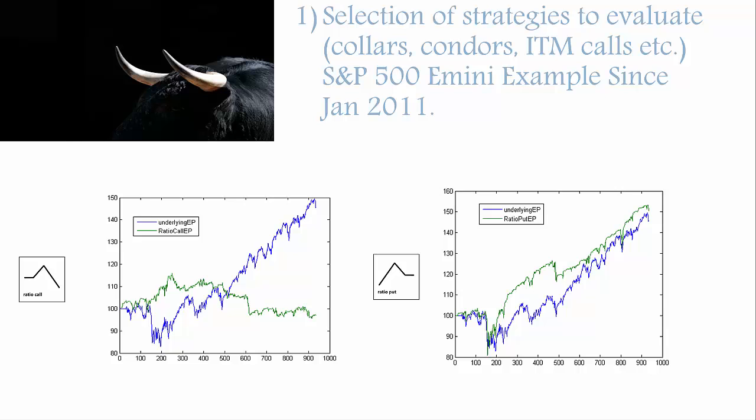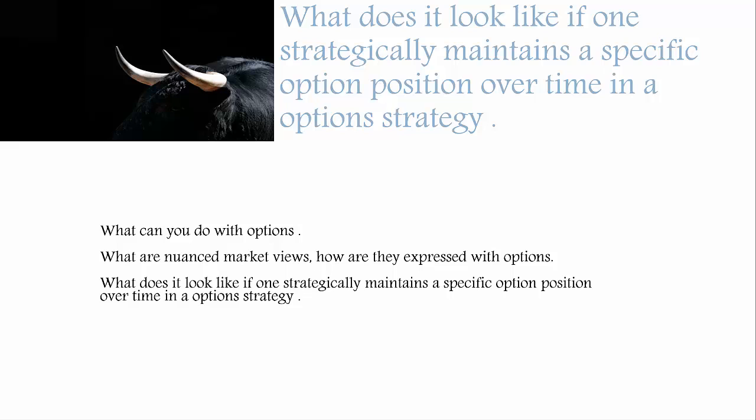So what we were looking to do in this presentation is find out what we can do, broadly speaking, with options. Buy premium, sell premium. We wanted to look at the different nuanced views. So we illustrated 9 option structures, showed the different nuanced views that those different option structures express. And then finally, we were trying to answer the question, what does it look like when we strategically, over time, repeat a particular option strategy?